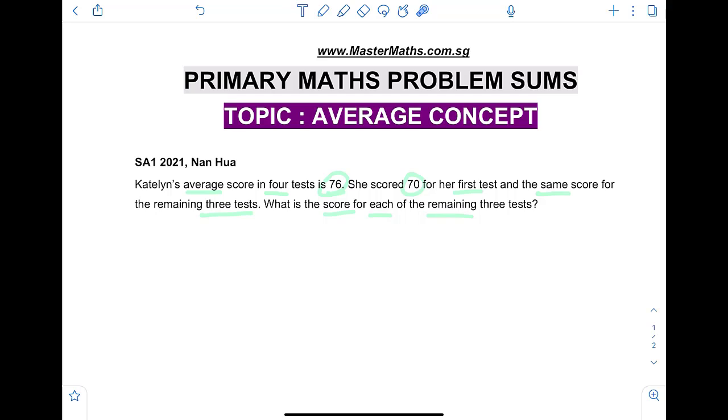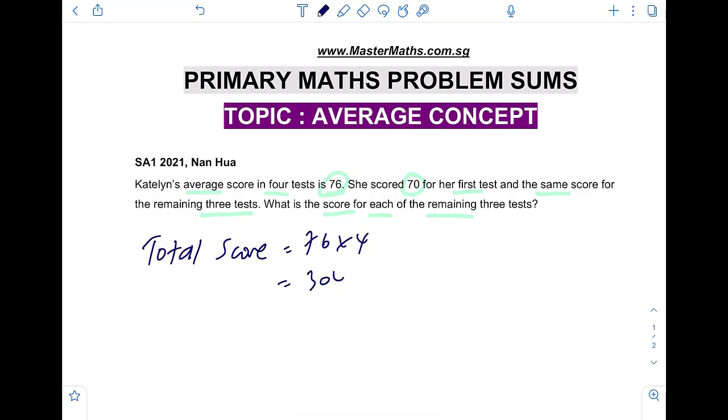Now, the very first thing you can do here is to find the total score. Remember, total is just average times number. Total score is just going to be 76 times 4. Alright, so what is 76 times 4? Total score is actually 304 marks. And take note that 304 is the total for 4 tests.